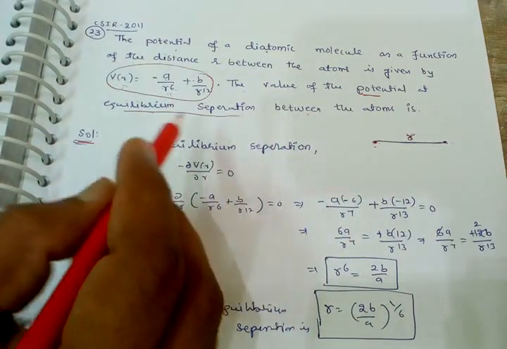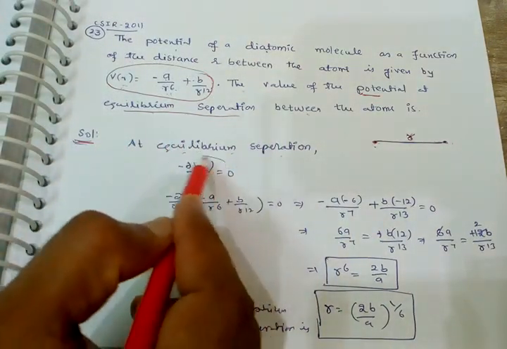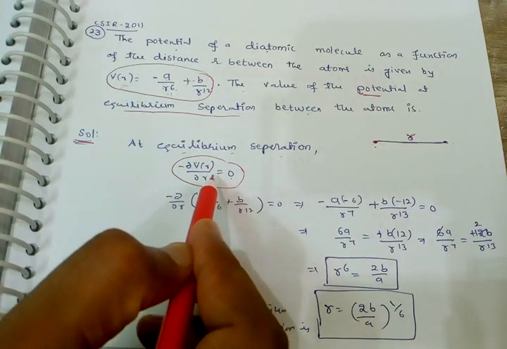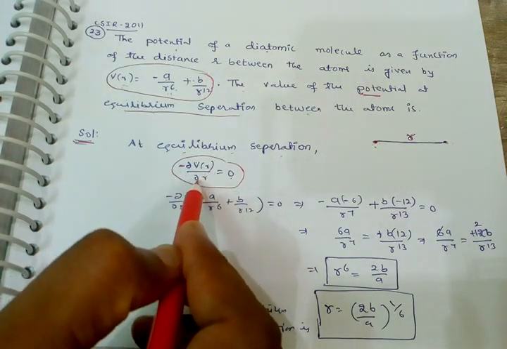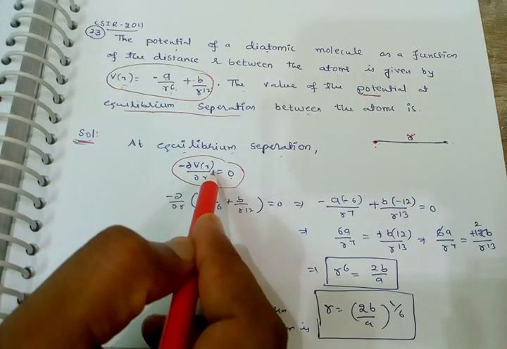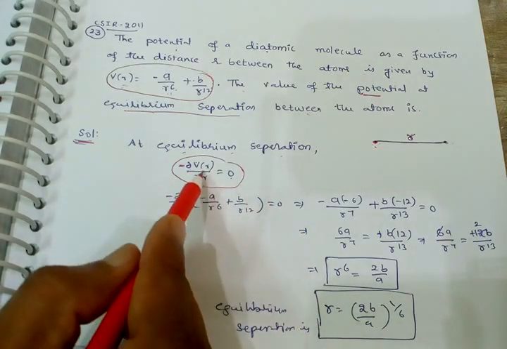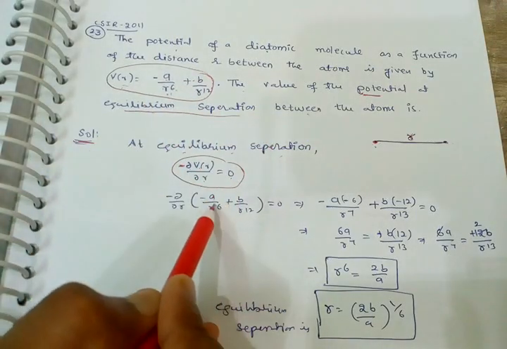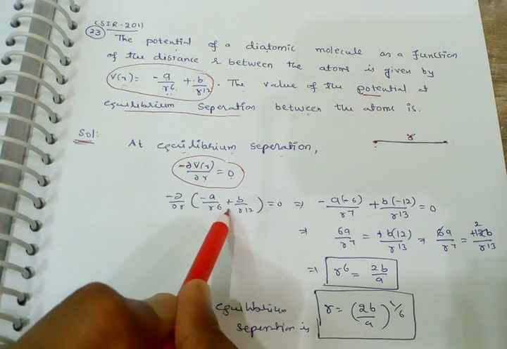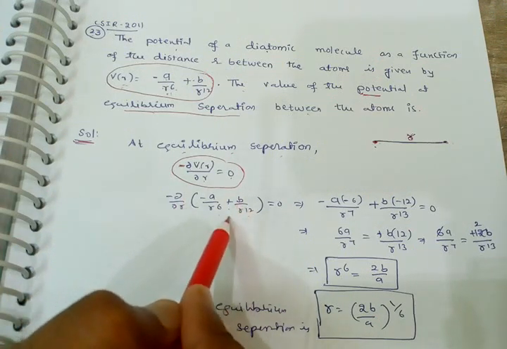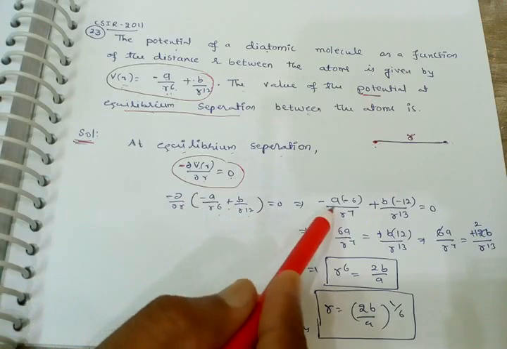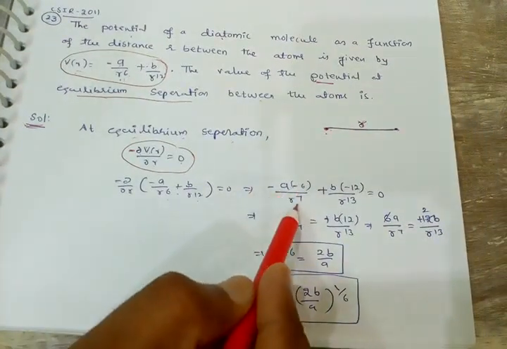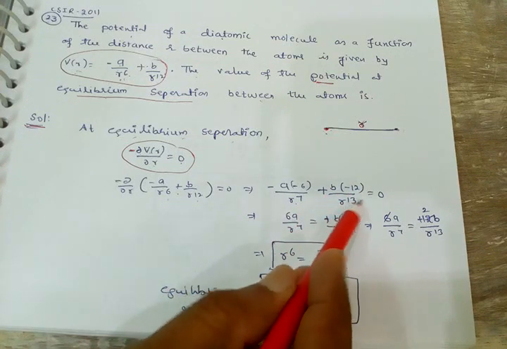So this is the solution. At equilibrium separation, dou V of r by dou r equal to 0. We already have the potential equation, V of r equal to minus a by r power 6 plus b by r power 12. So we apply dou by dou r here: a times 6 by r power 7 minus b times 12 by r power 13 equals 0.